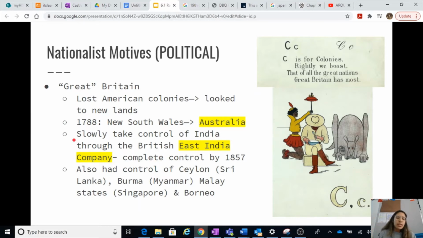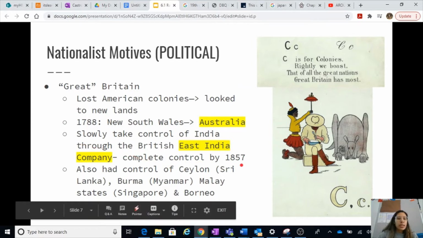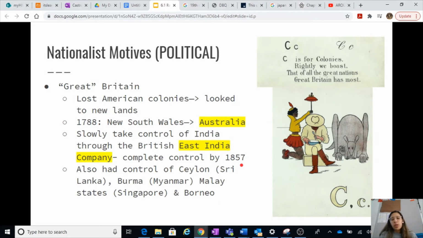So Britain is slowly going to take control of India through the British East India Company. We've mentioned that time and time again. You should know British East India Company by now. They're going to have complete control of it by 1857. And then they're also going to have control of other territories like Ceylon, which is modern-day Sri Lanka, Burma, which is modern-day Myanmar, and the Malay states, which include Singapore and then Borneo. So you can see their empire is growing. And then in the next chapter, we're going to talk about how they got Africa.